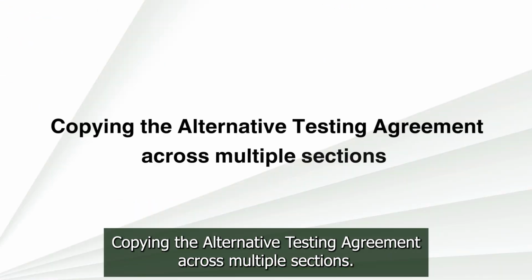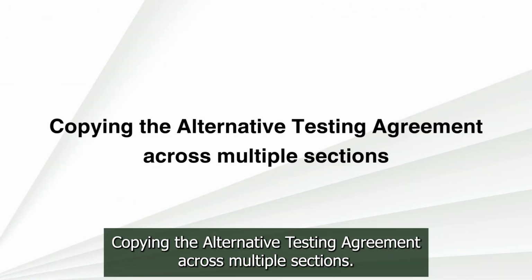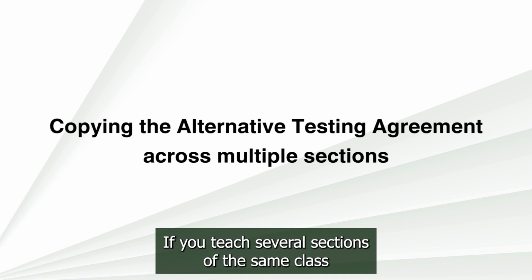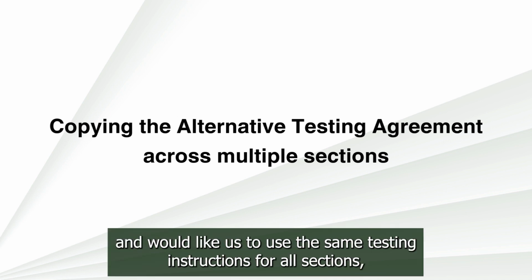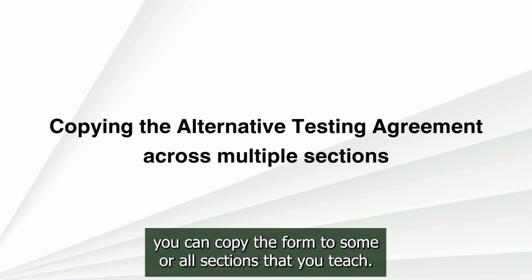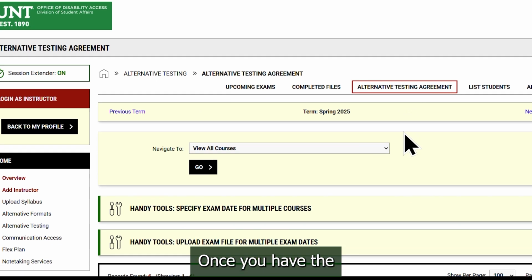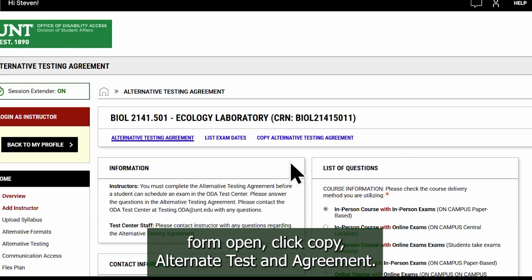Copy the alternative testing agreement across multiple sections. If you teach several sections of the same class and would like us to use the same testing instructions for all sections, you can copy the form to some or all sections that you teach. Once you have the form open, click Copy Alternative Testing Agreement.